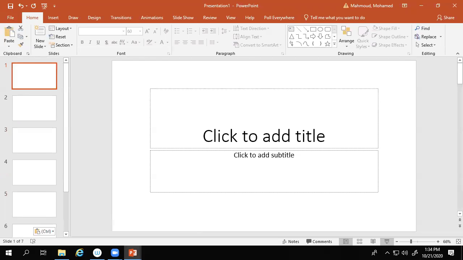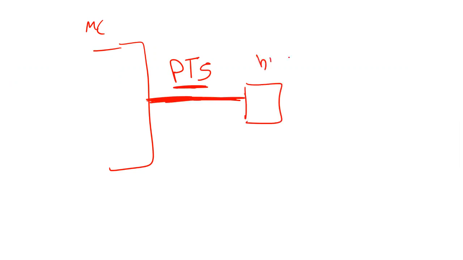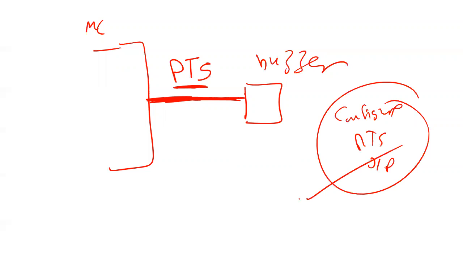This is the microcontroller. We have here what we call PT5. The buzzer needs only one pin, and it is connected to the buzzer. That's it. This pin is PT5, so the buzzer is connected to PT5. That means for programming, I have to configure PT5 as output. Is that right?